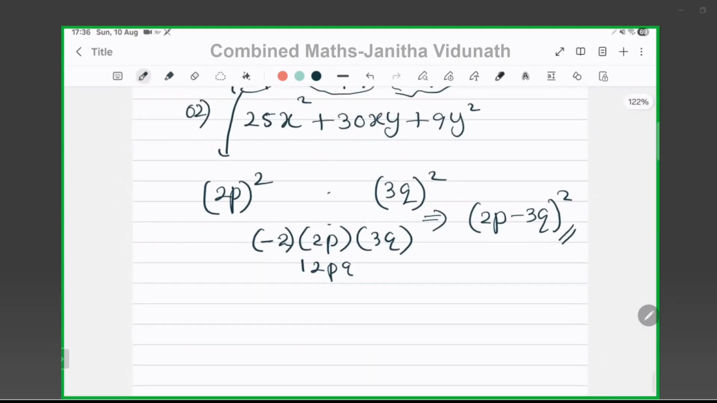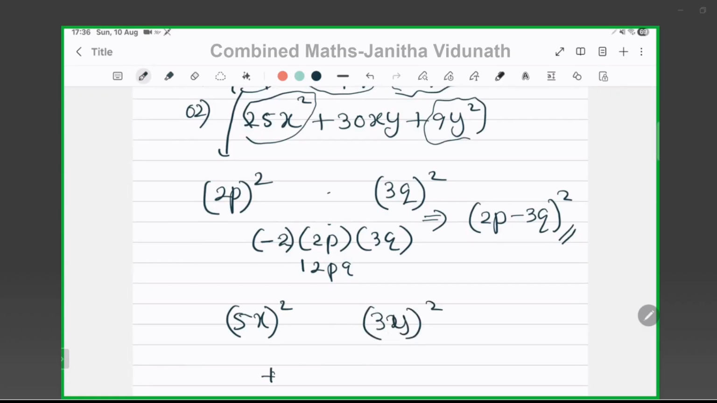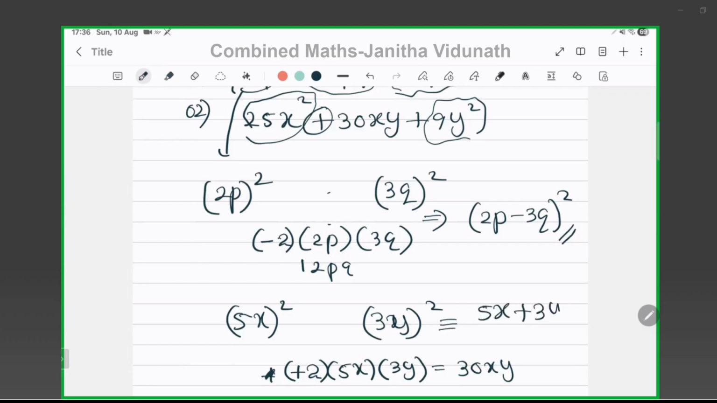For the second question, the first term we can see is (5x) whole square, and the last term we can see is (3y) whole square. And we check whether the middle term consists of 2 times 5x times 3y. Here we get 30xy, and we observe this is a plus sign. Then it consists of plus 2 times 5x times 3y. Then we can write this as (5x plus 3y) whole square.